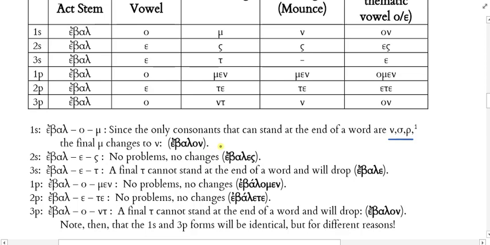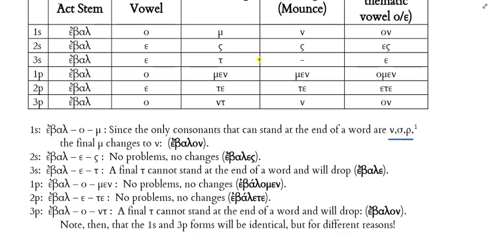I threw. On the other hand, for second singular, we have ebal with epsilon sigma. There's no phonetic changes that happen, so we get ebales. Ebales. Next, we have ebale with a tau. Remember, mu, sigma, tau are my real endings, but you know taus can't do what? They can't stand at the end of the word. Now, I don't think we talked about this, but I have an expression for what this is called. This is called throwing in the towel.